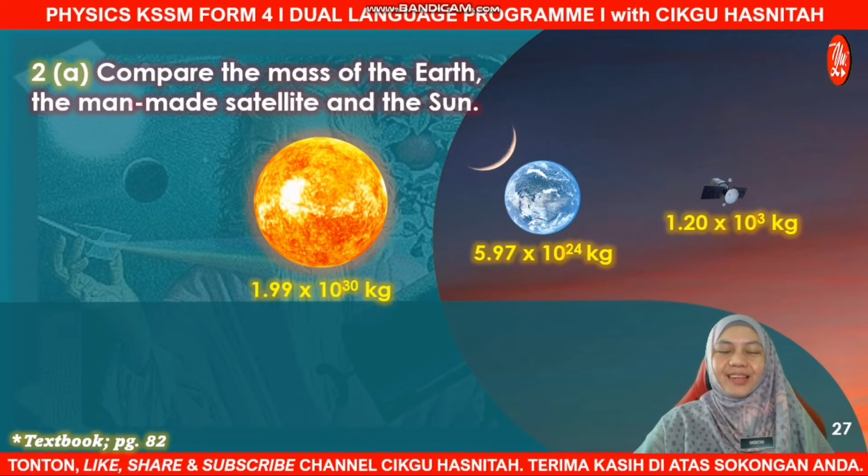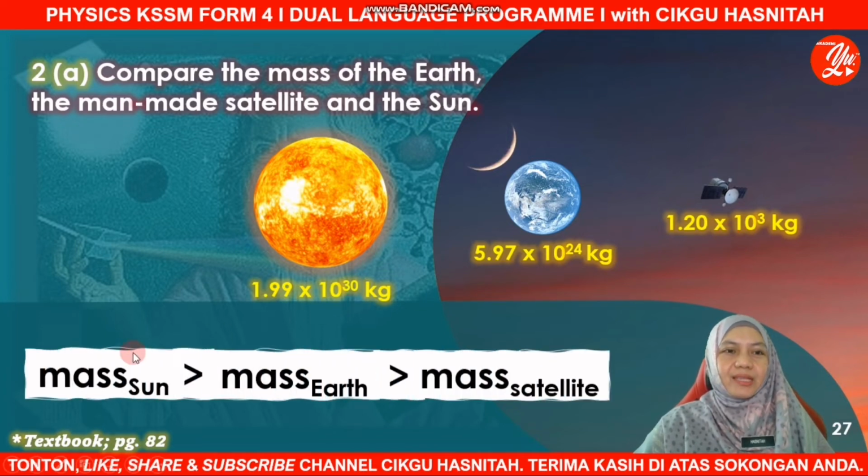Very simple. Yes, indeed. So we say mass of the Sun greater than mass of Earth greater than mass of satellite. Or the other way around: mass of satellite less than mass of Earth less than mass of Sun.